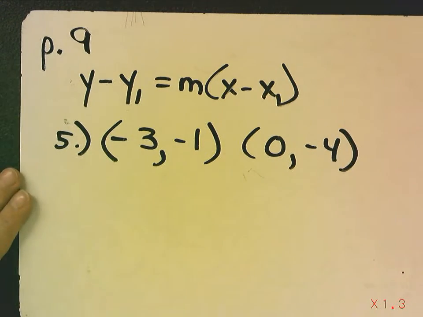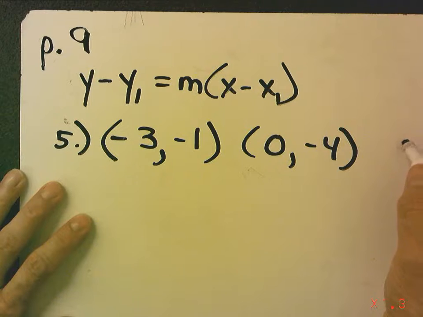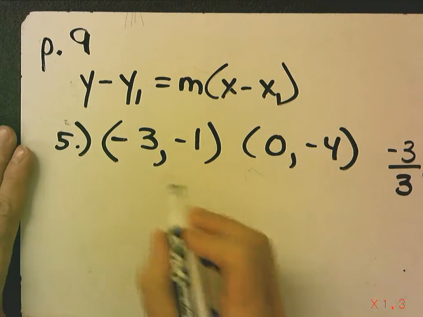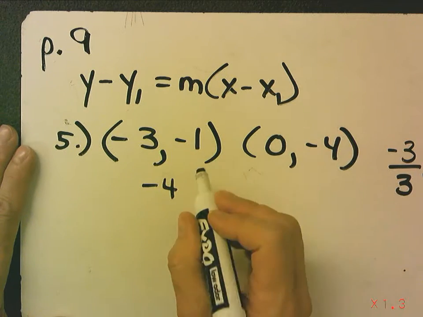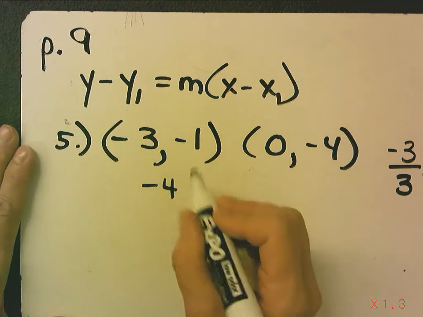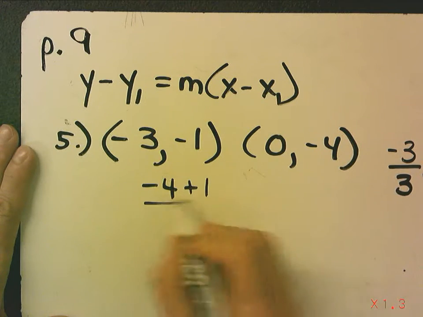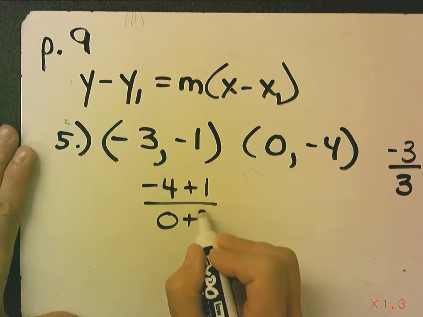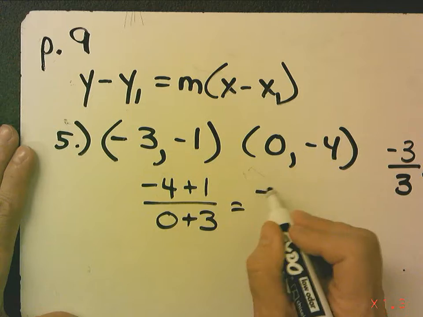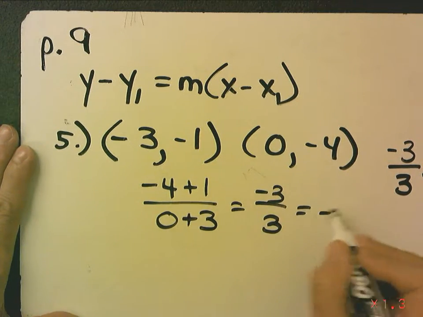Now I could find the slope either by counting or by the slope formula. If I count, I go down 3, which is negative 3, and to the right 3, which is positive 3. So by counting, I get negative 3 over 3, which is negative 1. Let's see if I get the same slope using the slope formula. Negative 4 minus negative 1 is negative 3, and 0 minus negative 3 is plus 3. And I get negative 3 over 3, which is negative 1.